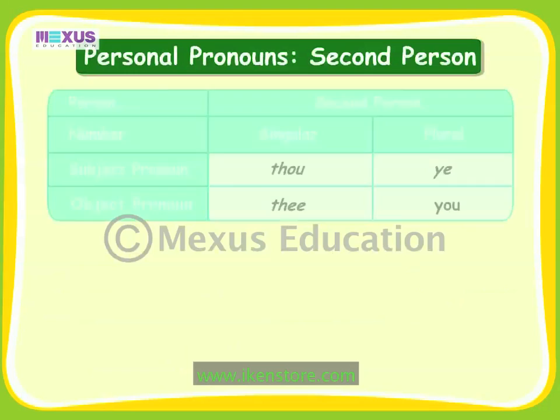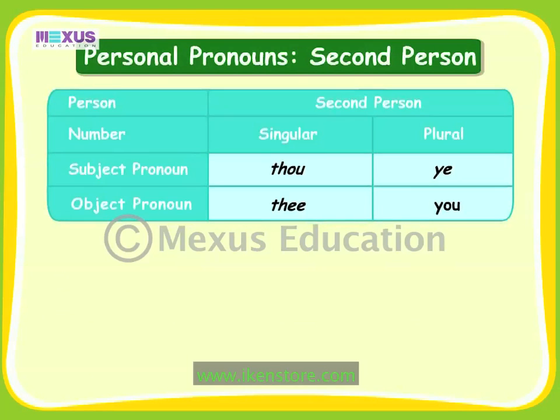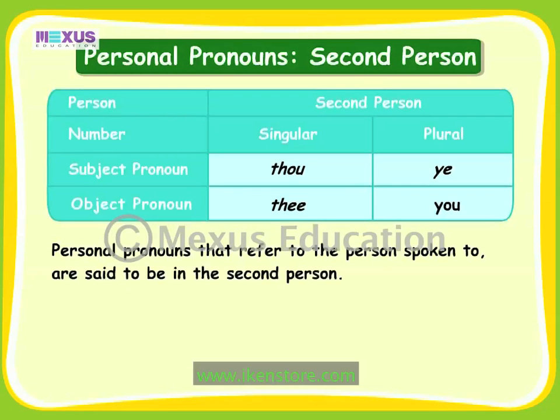Let us now study the table of personal pronouns in the second person. Personal pronouns that refer to the person spoken to are said to be in the second person. The personal pronouns thou and thee are singular in number. The personal pronouns ye and you are plural in number.